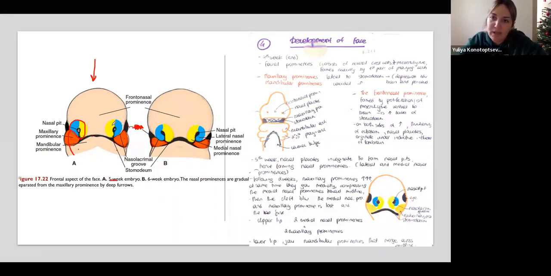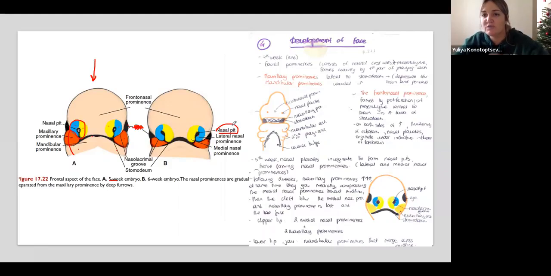What do the nasal placodes consist of? They also have some kind of prominences. In yellow, these are the medial nasal prominences. In blue, these are the lateral nasal prominences. And between them, there is a deepening, which is known as the nasal pit. Okay, so there is a deepening known as the nasal pit.